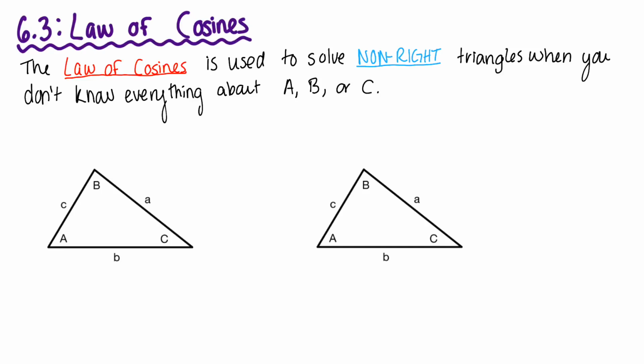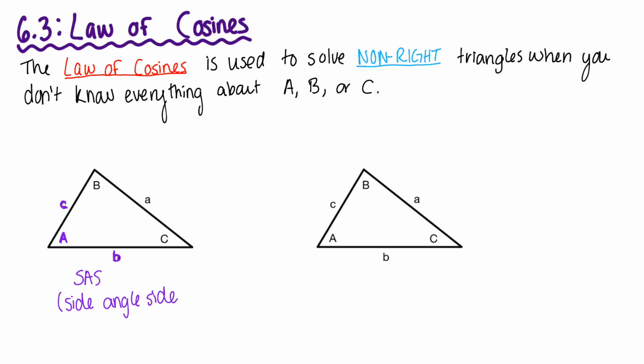So before, if I knew everything about C and then I just knew one thing about A, then I could use law of sines. So I needed to know everything about a side length and its opposite angle in order to use law of sines. Law of cosines is different. With law of cosines, if I know this side length here, this angle here, and this side length here, I don't know everything about any of the angles, but I can use law of cosines. So this would be a side angle side situation.